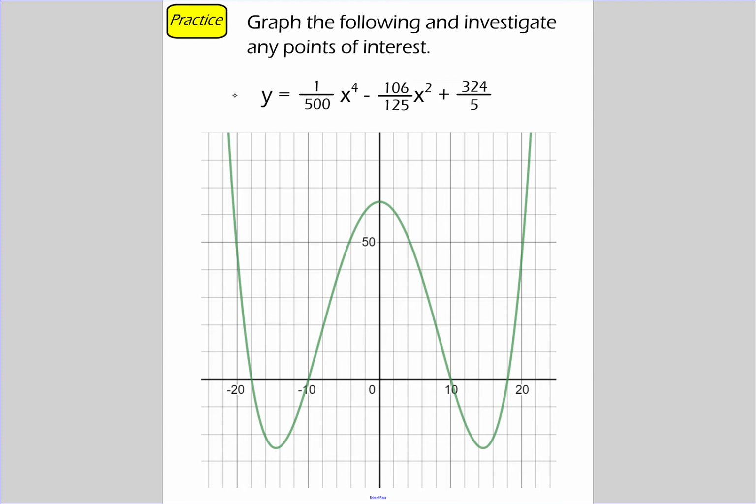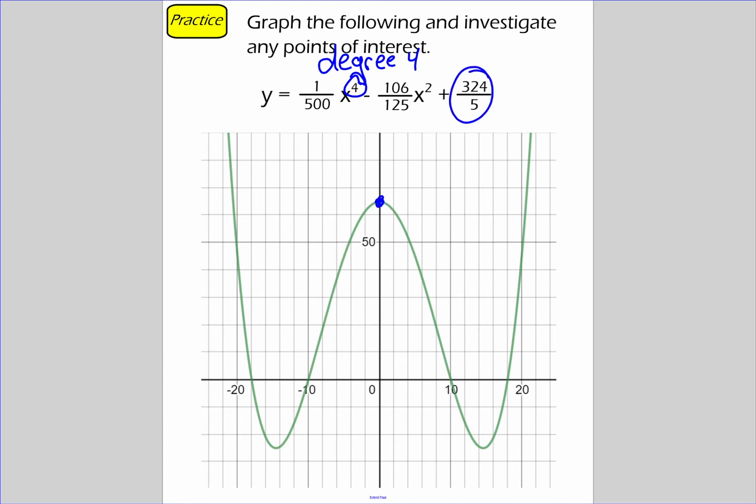So hopefully you notice that we're looking at an even degree this time. Now it's a degree 4 polynomial. We can see there's only 3 terms here, but that's okay. We don't need a cubic term or a linear term.